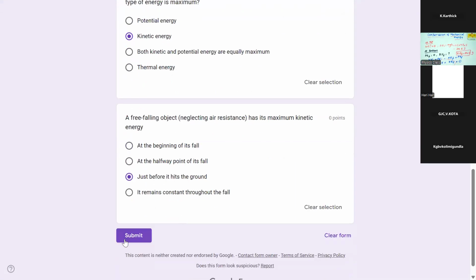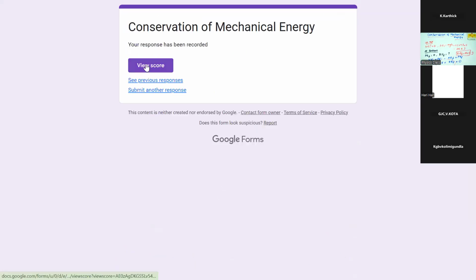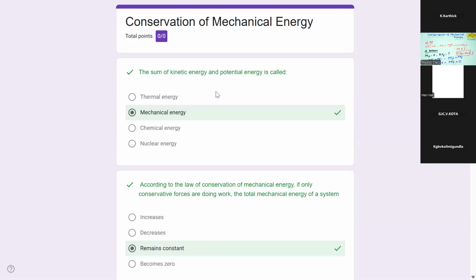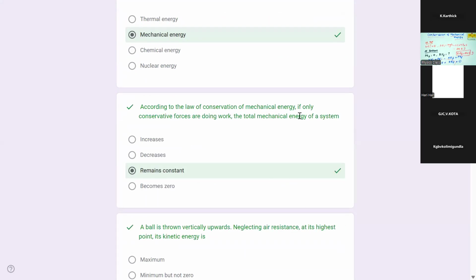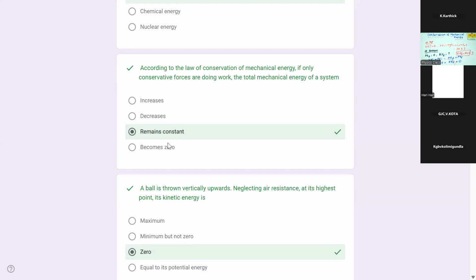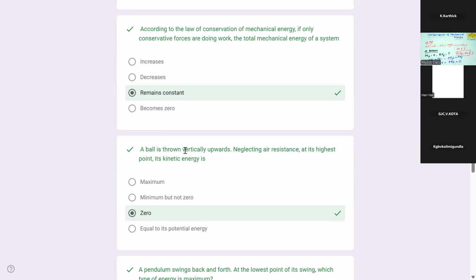Okay, so submit. So we can see the answer. The sum of the kinetic energy and potential energy is called mechanical energy. According to the law of conservation of mechanical energy, if only conservative forces do work, the total mechanical energy of the system remains constant. A ball is thrown vertically upwards, neglecting air resistance. At its highest point, its kinetic energy is zero.